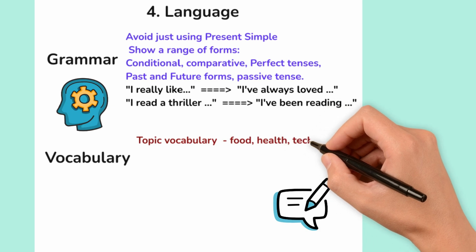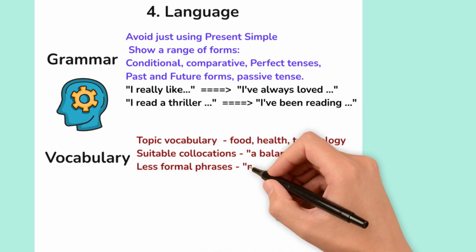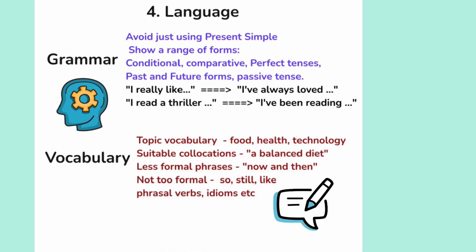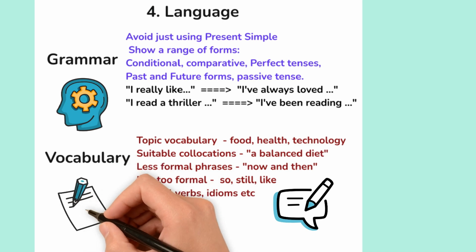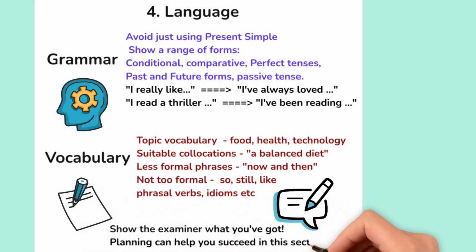For vocabulary, we need some good topic vocabulary on our main topic. We use suitable collocations and less formal phrases. Remember, not too formal. It's an article, not an essay. This is your chance to show the examiner what you've got. And planning is so important to do well in this stage. We'll see that later.